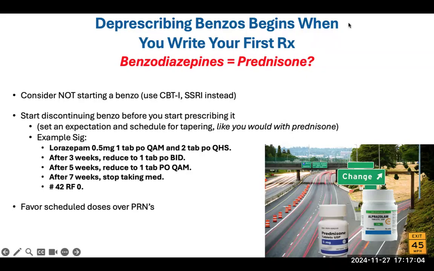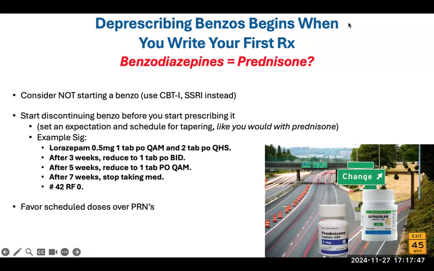So instead of saying, here, take this half milligram of lorazepam twice a day and putting a bunch of refills on it, which basically tells the patient you're going to take this indefinitely, we say, you seem really anxious, and I want to give you something to help you right away while we are waiting for this SSRI to start to work, or while you're starting CBT for insomnia. And then the expectation is you're going to be on it for a little while, and then you're going to gradually go off of it. And here's how I want you to go off of it. And I would put this in my prescription, so the number of pills matches exactly how I expect the person to take it.